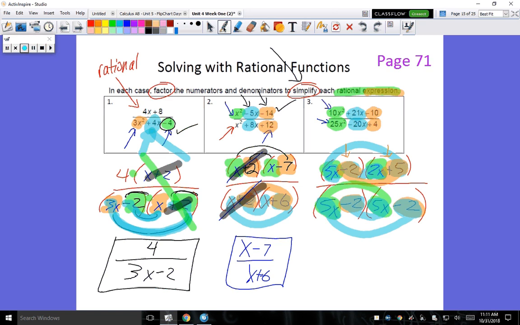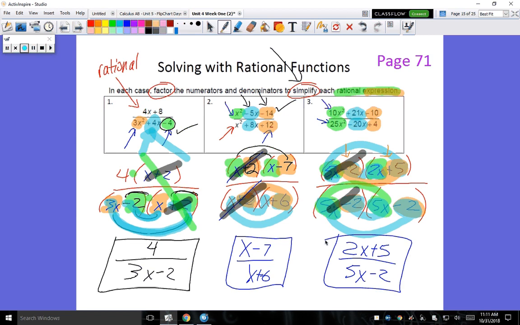Now let me ask you this. Since these are the same, can this cancel both of these? No, we can only cancel one. Only one. So you're left with 2x plus 5 over 5x minus 2. The simplified, reduced expression form. Any questions?